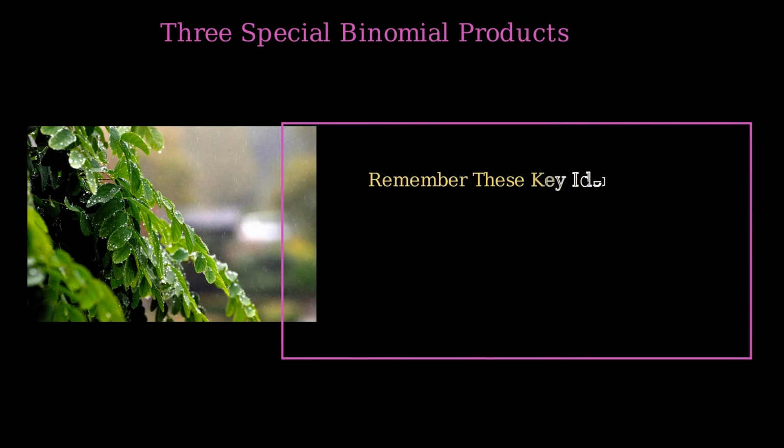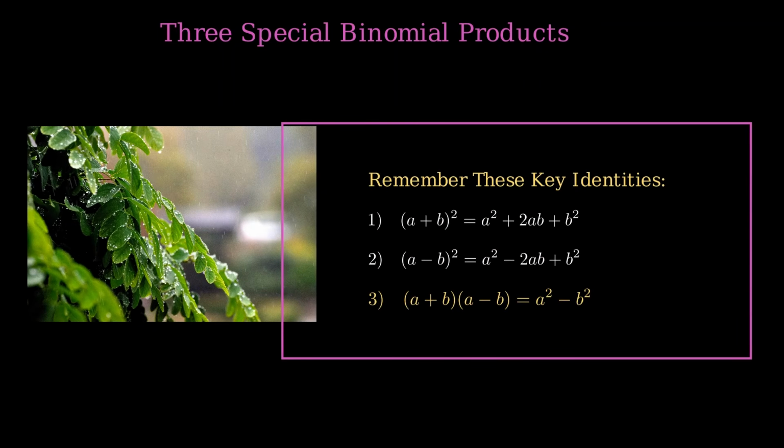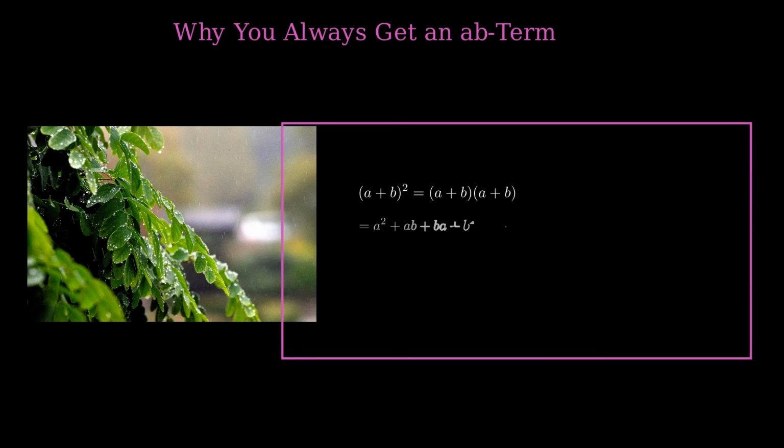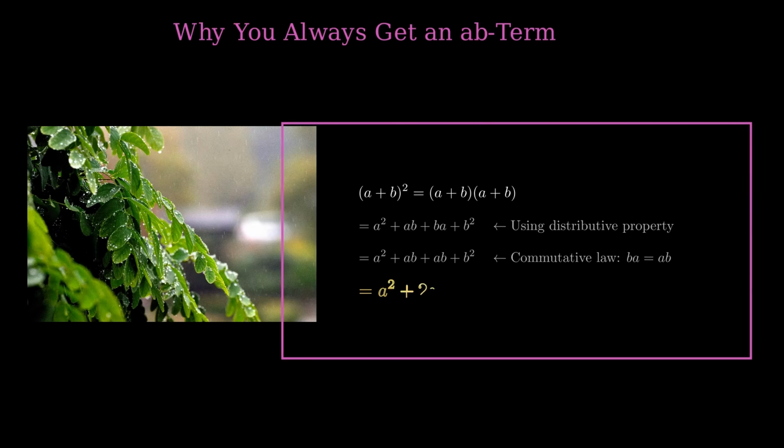Now let's remember these 3 special binomial products. Given any real numbers a and b, we have 3 core identities. First, the square of a plus b equals a squared plus 2ab plus b squared. Second, the square of a minus b equals a squared minus 2ab plus b squared. And third, a plus b times a minus b perfectly results in a squared minus b squared. When you expand the quantity a plus b squared, you always get an ab term.